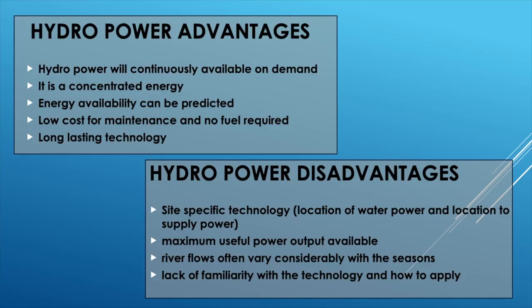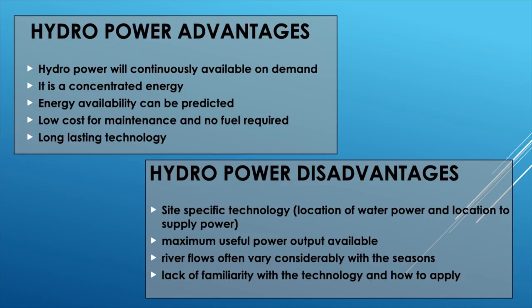Hydropower is a long-lasting technology, where a system can last for 50 years without major new investment. For the disadvantages of hydropower, the first one is that hydropower needs site-specific technology, which needs a good location of water power and also a location for the power supply.